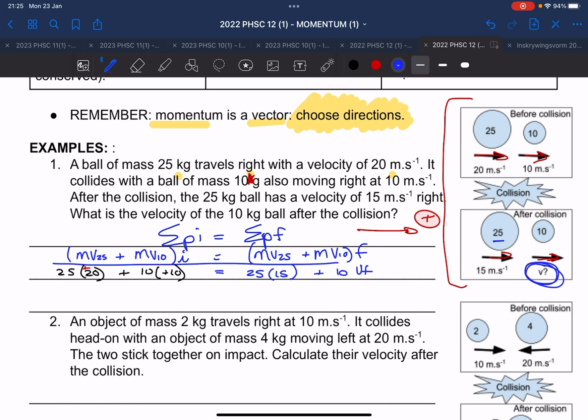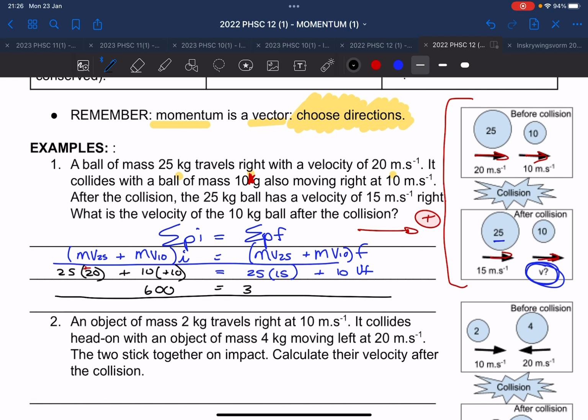Okay, so when we calculate that, and I apologize, I do not have my memo with me, so that is why I'm typing this in as I go. Okay, so I'm just going to do this quite slow now. So this here is 600, and on the right hand side we have 375 plus 10Vf. So you're going to take this to the other side and subtract it, and then you're going to divide by 10. And I got the final velocity to be 22.50 meters per second. And because my answer is positive, and because I chose to the right to be positive, I'm going to say this is to the right.